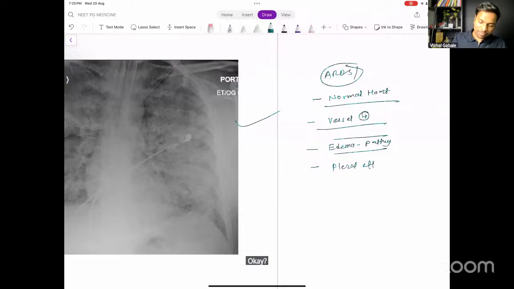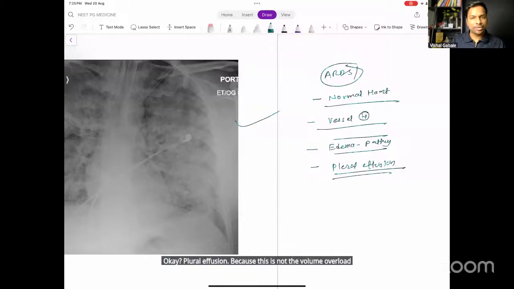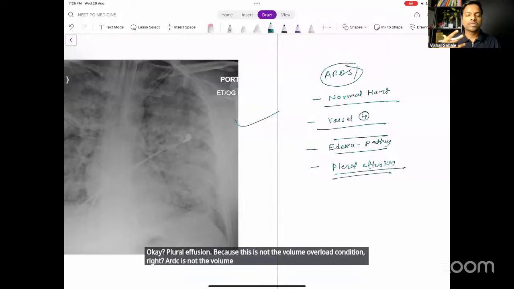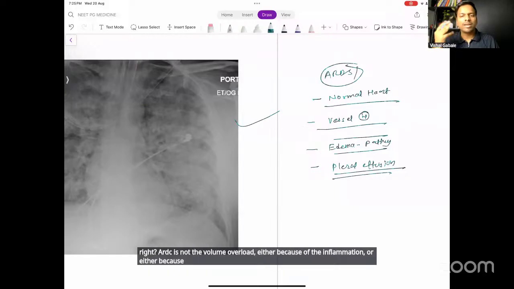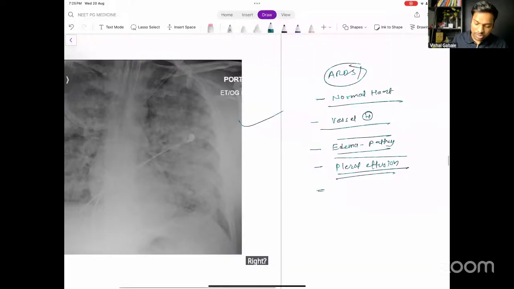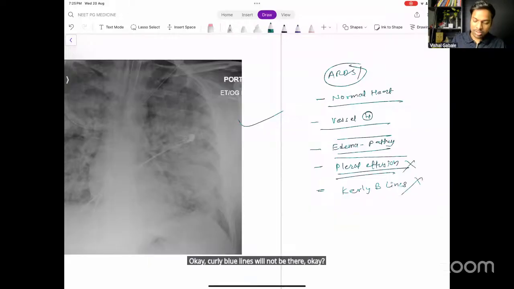Pleural effusion is rare because this is not a volume overload condition, right? ARDS is not volume overload, either because of inflammation or because of any other mechanism. There is alveolar edema occurring in ARDS. Pleural effusion is rare. Obviously, Kerley B lines will not be there. So this is how you differentiate ARDS.